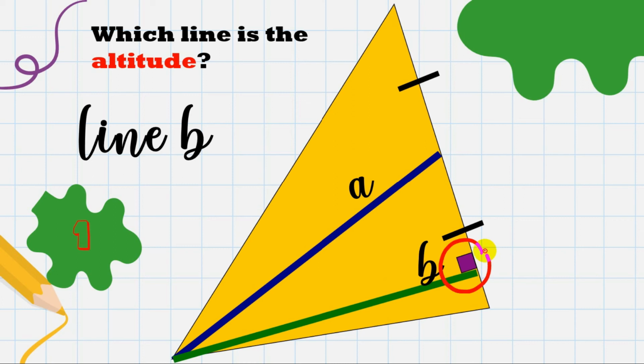Ayan po yung palatandaan natin, 90 degrees, yung line na color green which is line B. Unlike dito sa line A, ang palatandaan naman natin ay ito. Yan po ay for the median. Okay? Next question. Question number 2.